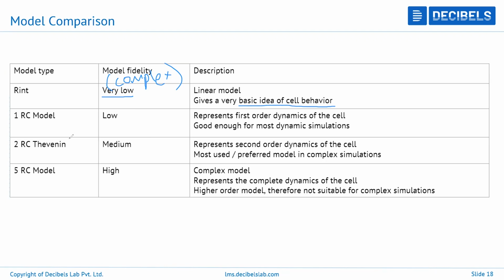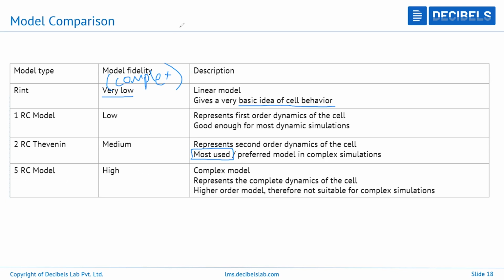None of that. The 1RC model is good. It captures a good amount of dynamics by considering the voltage response, but it's not always good for highly complex scenarios. That's where 2RC is very advantageous. It is the most used, which is why it is most preferred over other types of models. 2RC, compared to every other model, is most preferred.